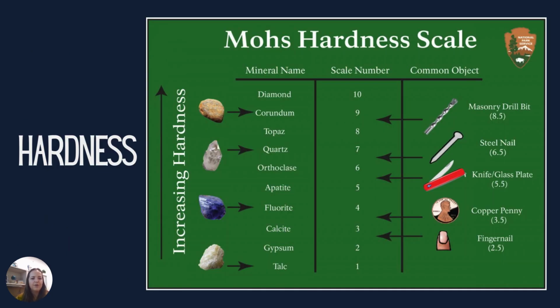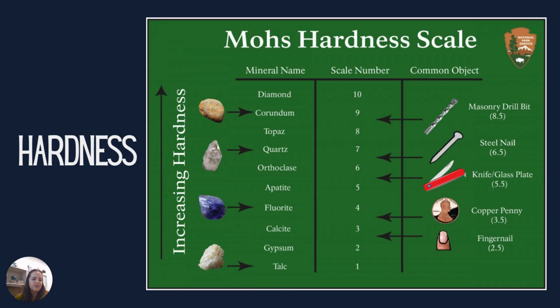Here's another graphic for you that shows you some of the same minerals, a few of them different. This is from the National Park Service. It's a really helpful visual for students to see that talc is at the bottom of the hardness scale and diamond's at the top. Diamond is the strongest substance, and talc is one of the weakest substances.